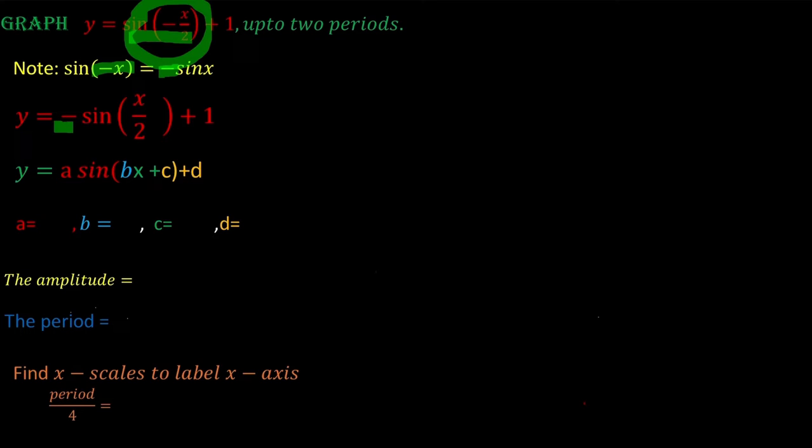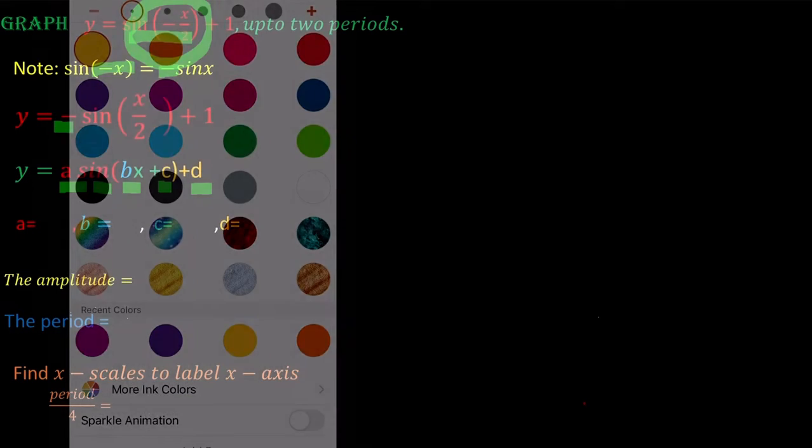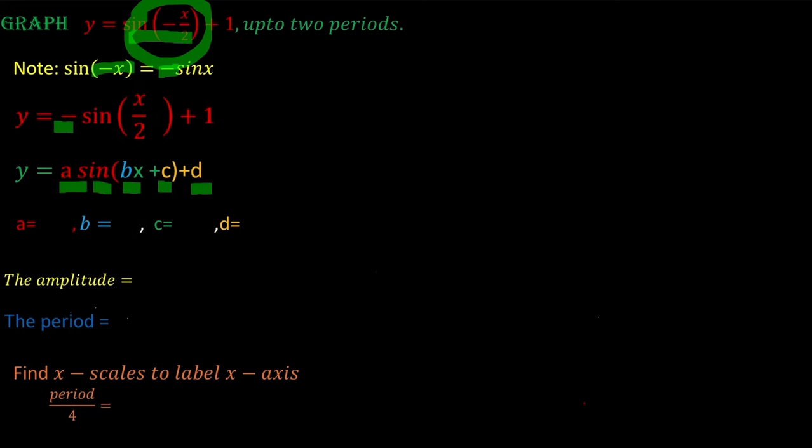And after that, we're going to write the general format of our function, which is y equals a sine bx plus c plus d, identifying our a, b, c, d. I give you a second to do that. So our a, you probably realize, is the coefficient of the sine, which is equal to -1. Our b is equal to 1/2. And our c is missing, which is going to be 0. And what's our d? D is going to be 1.